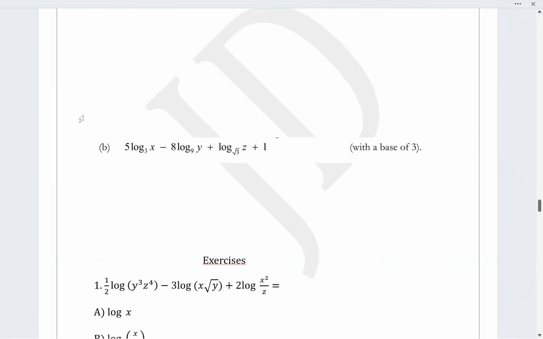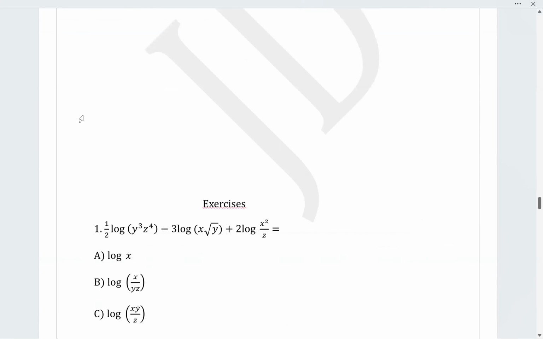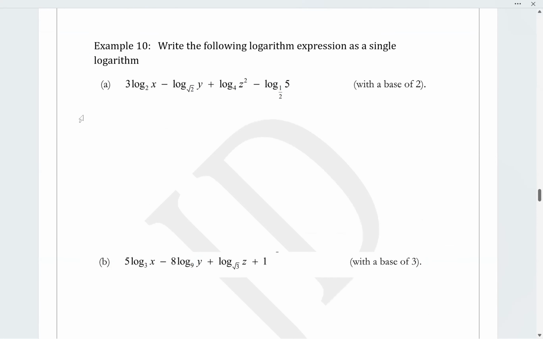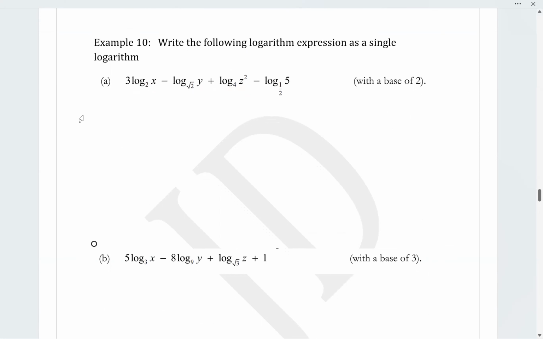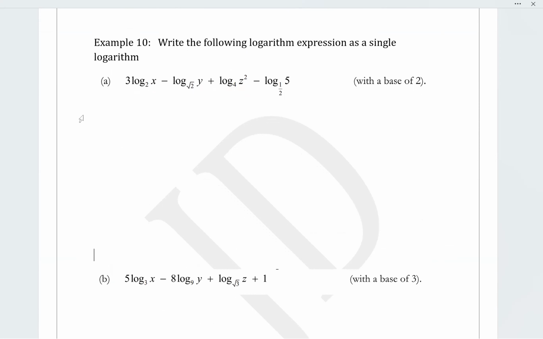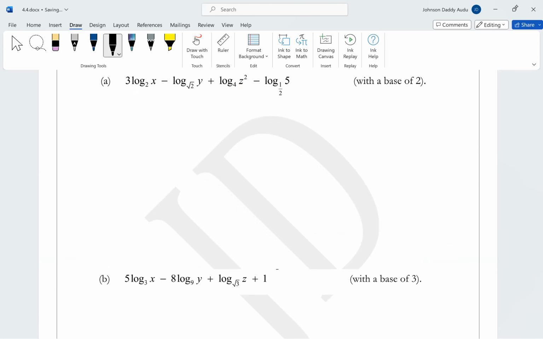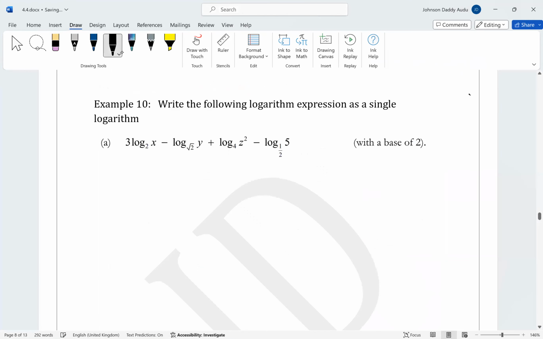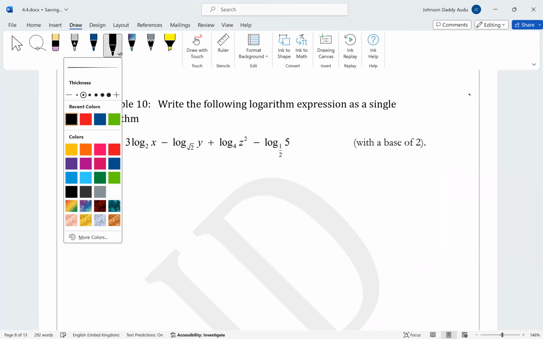All right. So which question again? Question example 10. For example 10, we want to write this expression as a single logarithm. Right, so what does that mean, as a single logarithm?